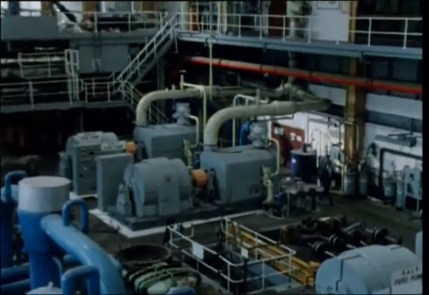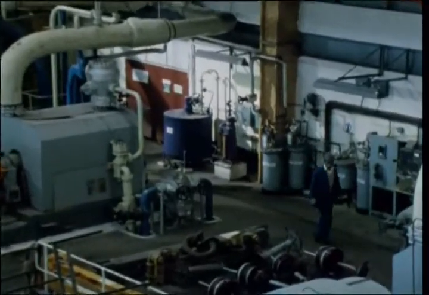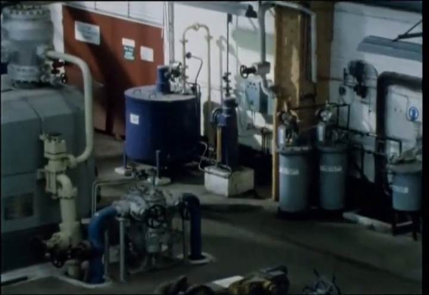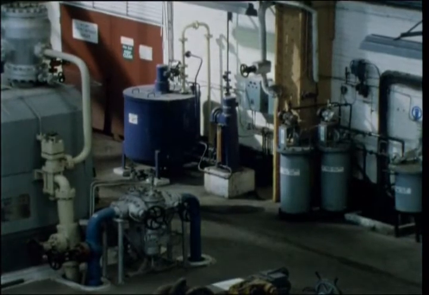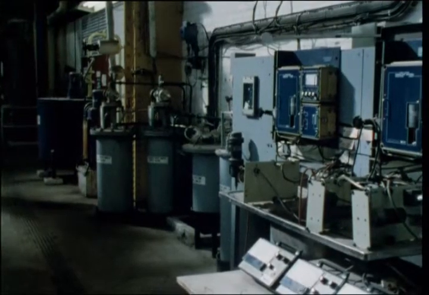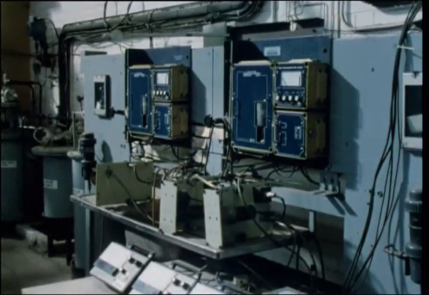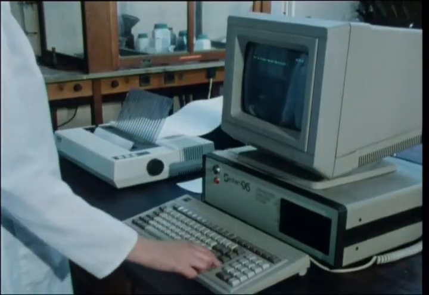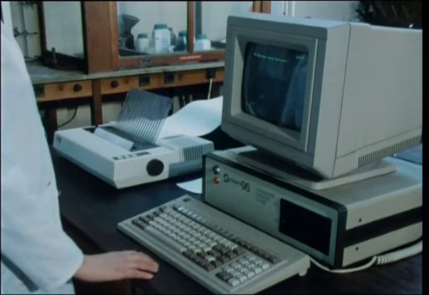The final traces of oxygen are taken out by chemical reducing agents, such as hydrazine or sodium sulfite. To prevent corrosion in the boilers, the level of oxygen is continuously monitored, as well as possible contaminants, such as chlorides.